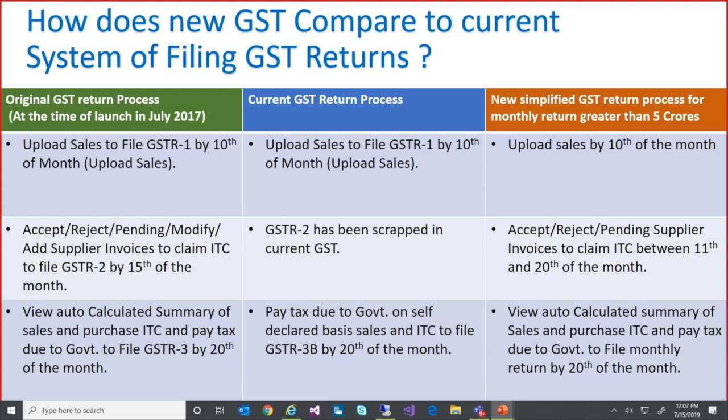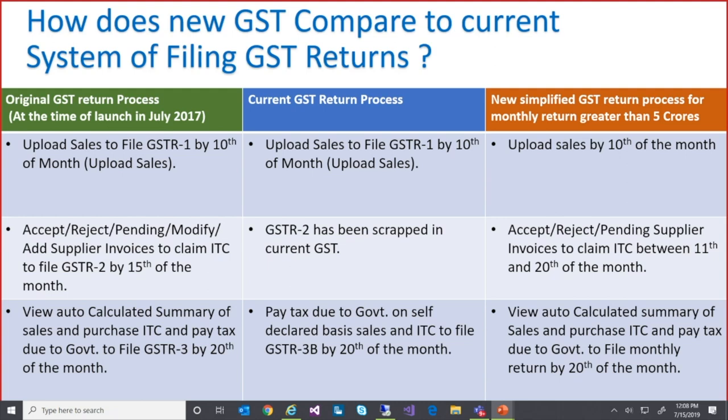Then accepting, rejecting, pending, modify all invoices, ITC can be claimed by 15th of the particular next month. By 15th of the month, you can file the GSTR-2. So currently, the GSTR-2 process has been scrapped and the government is asking for the 3B return only. Going forward, you have to do it by 20th of the next month. You have to accept, reject the pending invoices by 20th of the month.